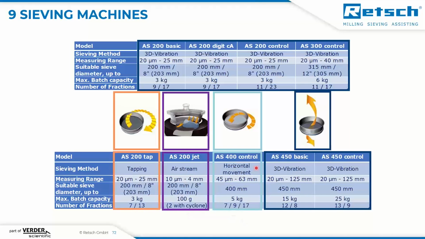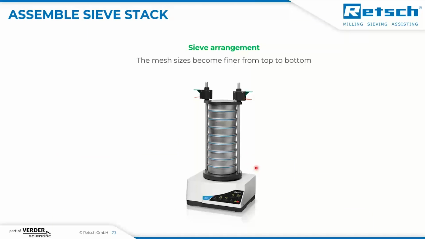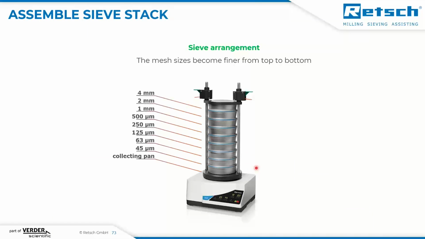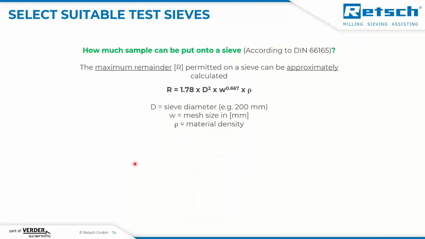samples. And of course, we are working with sieve stacks to come to different fractions. The mesh size becomes finer from top to bottom of such a sieve stack. For example, this is a classic sieve stack where you can separate the particles from 4 millimeter to the powder, which is collected in the collecting pan. And a question we receive frequently is, how much sample can I load onto a sieve?